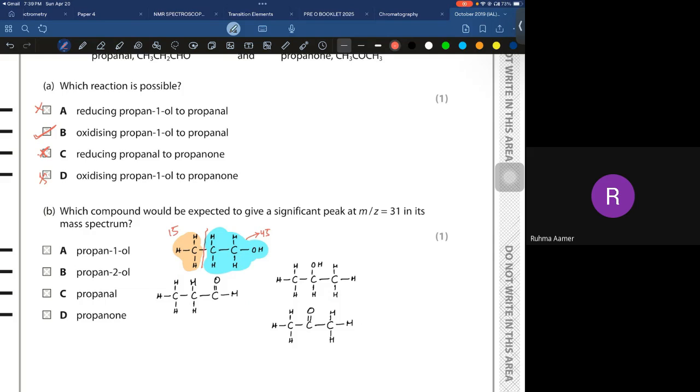And what if I break it down from here? That would be 29, C2H5, and the other side would be 31. Okay, so propan-1-ol may be your correct option, but let's try option B as well. You need to look for 31 on either side.